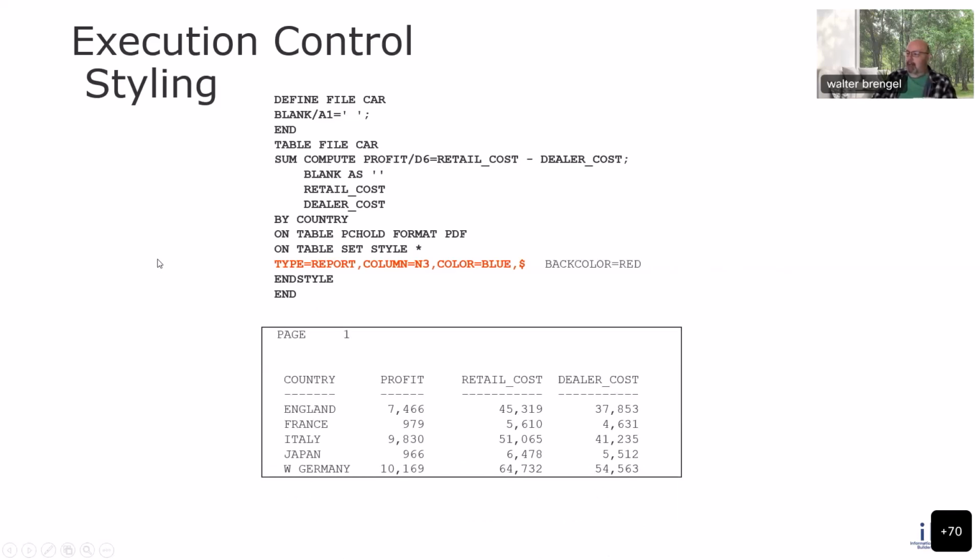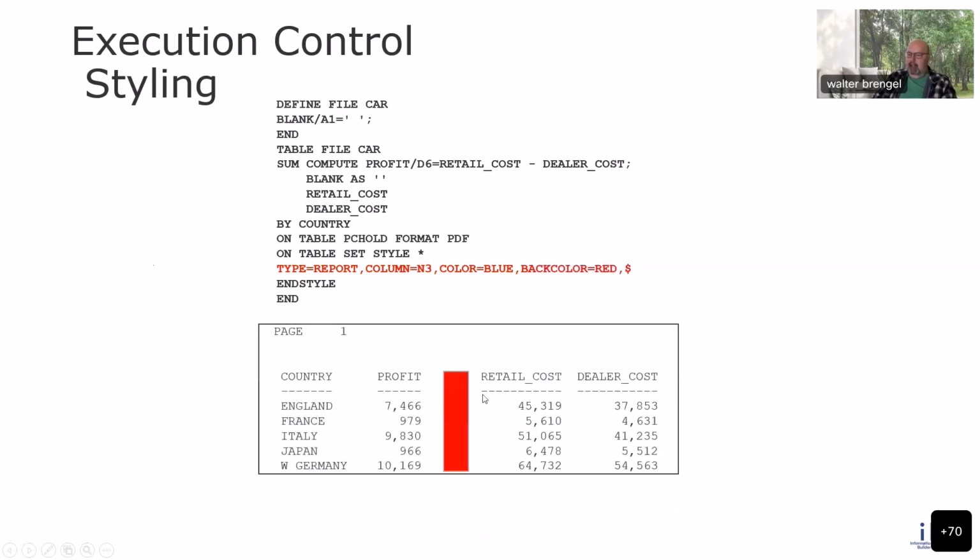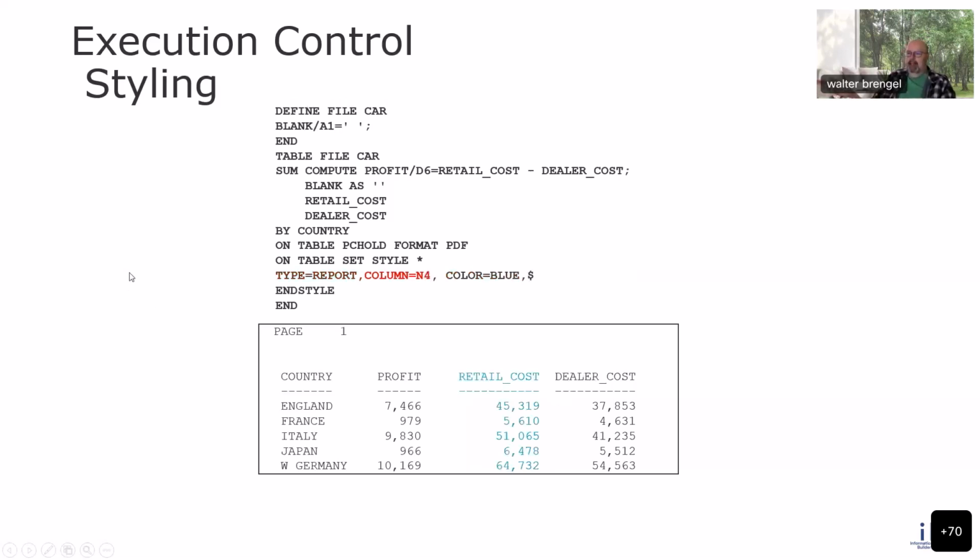So the final thing that we're going to do is set the background color. So I'm going to set the background color to red. And notice I have a column that's red now, which is my blank as tick tick column. So this is really column 3. Retail cost would be column 4. So now that I understand exactly where that particular column is lying, I can change it to N4.